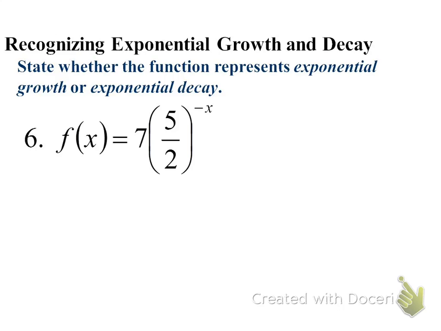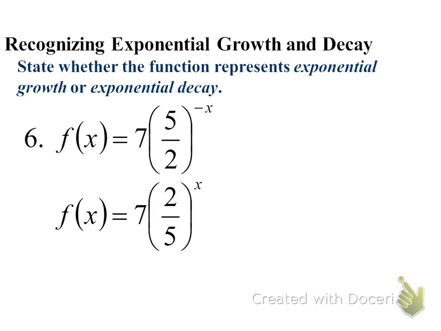All right, this one has the same idea as the last one. What does that negative exponent do? Yeah, you switch it to 2/5. So now it's a decay. Good, I heard somebody say it. So just be aware of those negatives they'll throw in there. Do not be fooled.